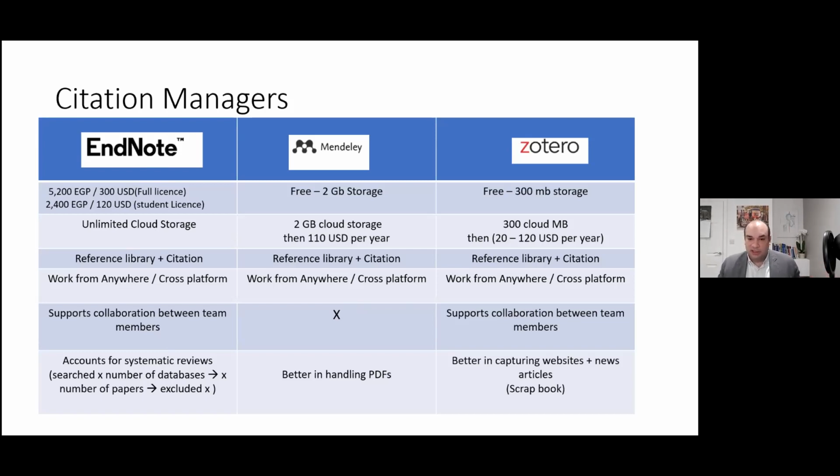So, and how many and which databases you searched, and the number of studies you yielded through that search, and then you need to identify your inclusion criteria, your exclusion criteria. So EndNote has a way to sort of keep track of that, whereas Mendeley does not.